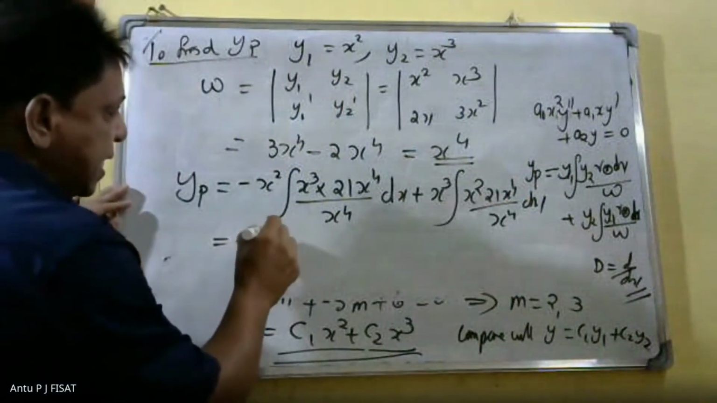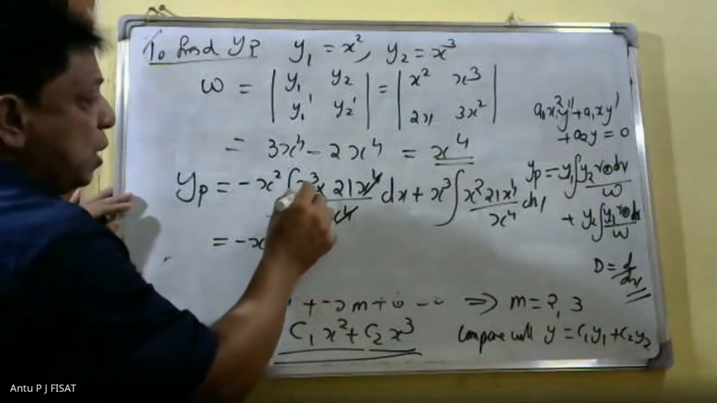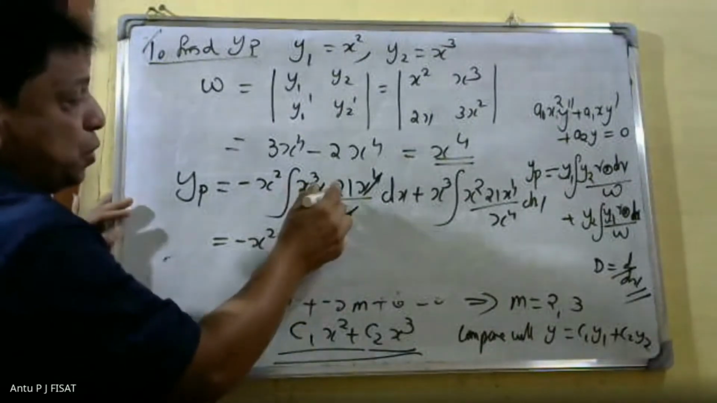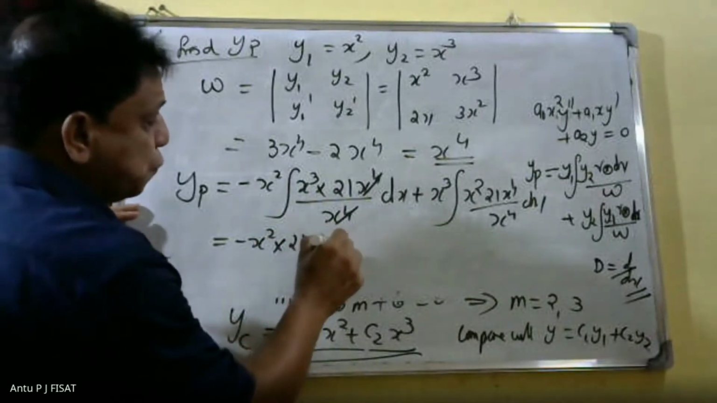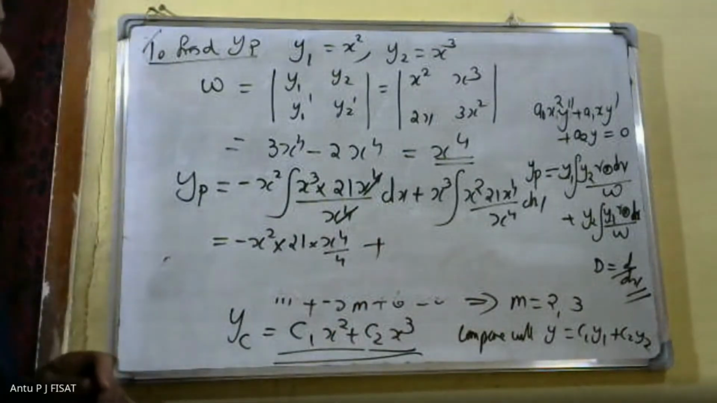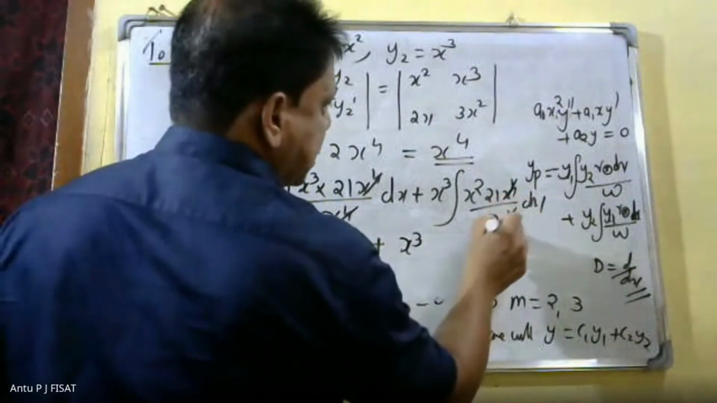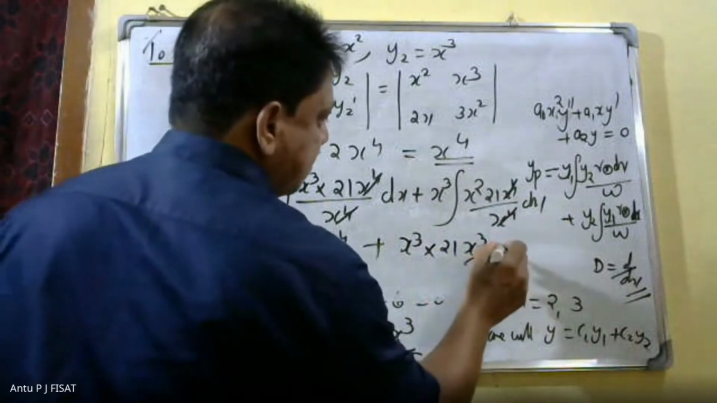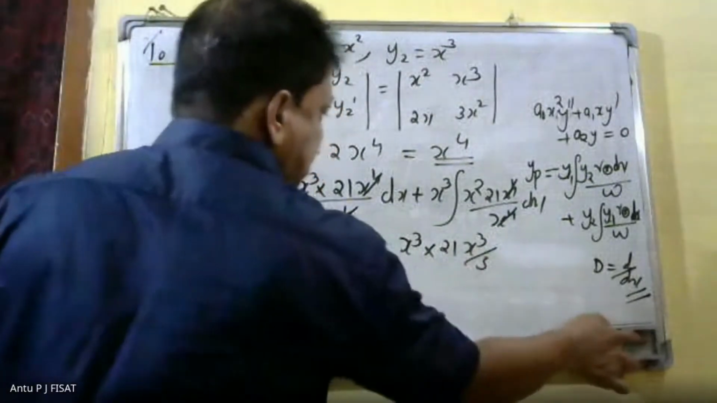That is minus x square, then cancel x raised to 4 with x raised to 4. Therefore, here 21x raised to 4. Integrate this one: x cube into 21 is equal to 21 into x raised to 4 by 4. Then, next step, x cube into, we cancel x raised to 4 and x raised to 4, 21x square. Therefore, 21x cube by 3.